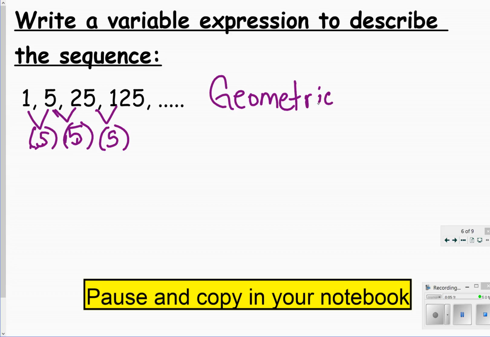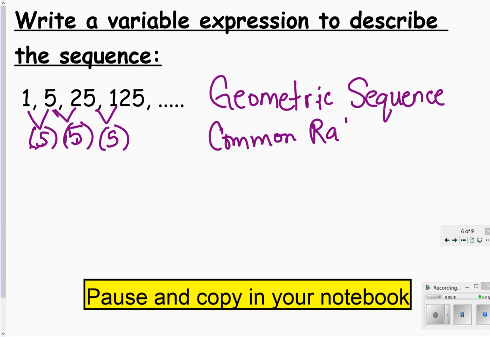Geometric. Okay, and it's a sequence. That means it's a series of numbers happening over and over again. And in this case, we have a common ratio. A ratio, remember, can look like a fraction, like that. And that's why we call it a ratio, because this line right here means divide. So we're either multiplying by a whole number that we can write as a ratio, or we're dividing. And in this case, we are multiplying. So we're multiplying times 5.